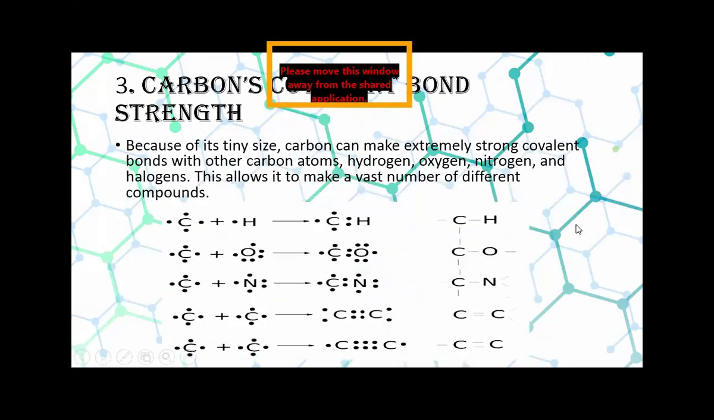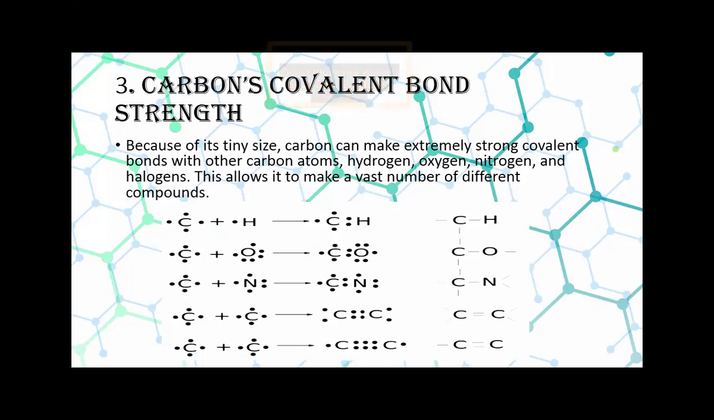Moving towards the next slide, the third reason that is a primary cause for the formation of the vast number of organic compounds is carbon covalent bond strength. As we discussed in catenation, the bond must be stronger between the carbon atoms. It means that the covalent bond must have the nature of a strong covalent bond. Because of its tiny size, carbon can make extremely strong covalent bonds with other carbon atoms and with hydrogen, oxygen, nitrogen, and halogens. This allows it to make a vast number of different compounds.